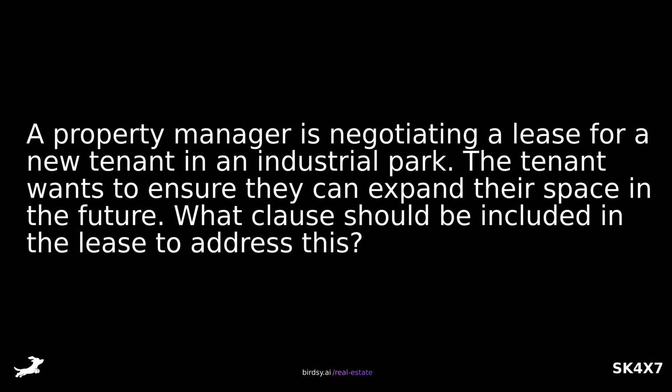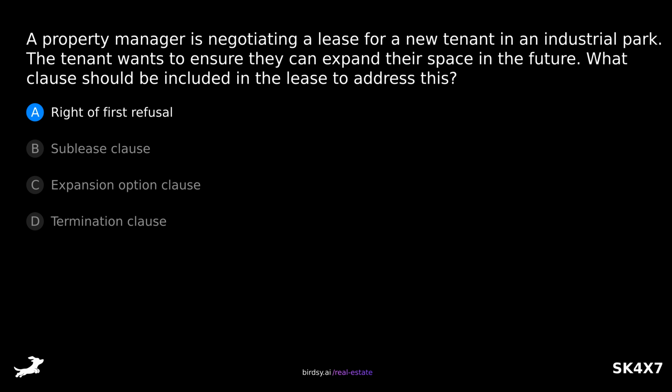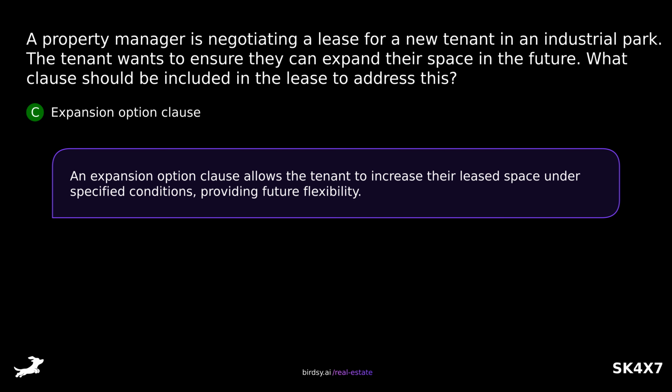A property manager is negotiating a lease for a new tenant in an industrial park. The tenant wants to ensure they can expand their space in the future. What clause should be included in the lease to address this? Is it A, right of first refusal, B, sublease clause, C, expansion option clause, or D, termination clause? The answer is C, expansion option clause. An expansion option clause allows the tenant to increase their leased space under specified conditions, providing future flexibility.